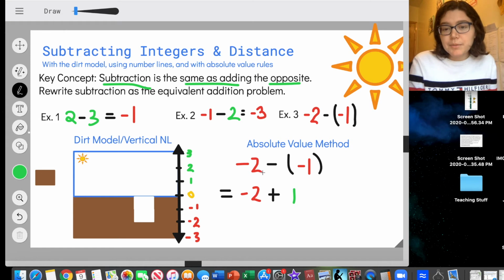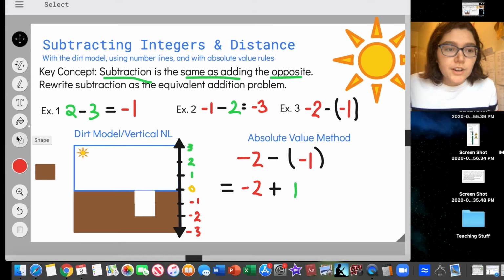Positive 1. So that means that subtracting a negative number is the same thing as adding a positive number. So those are equivalent, again, because subtraction is the same as adding the opposite. So here we switched our subtraction to addition, and then we had to go from the opposite of negative 1 to positive 1.